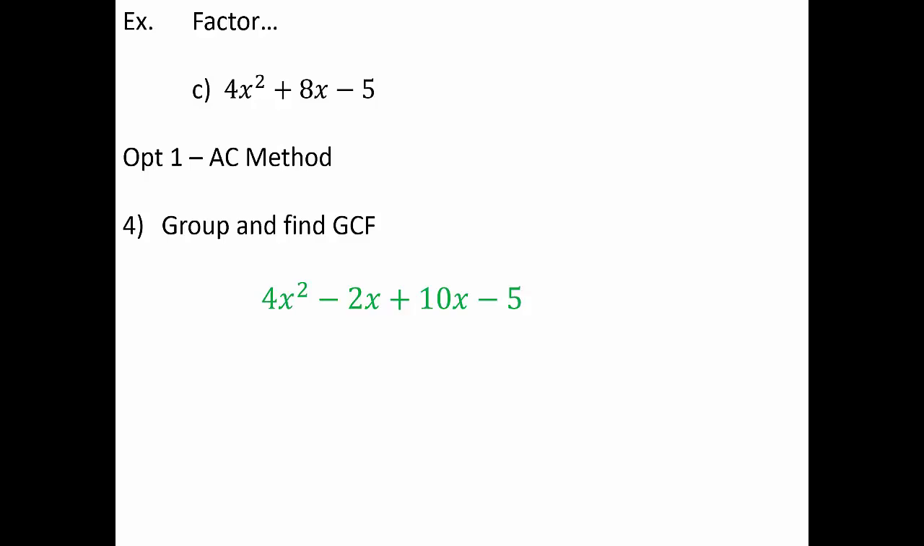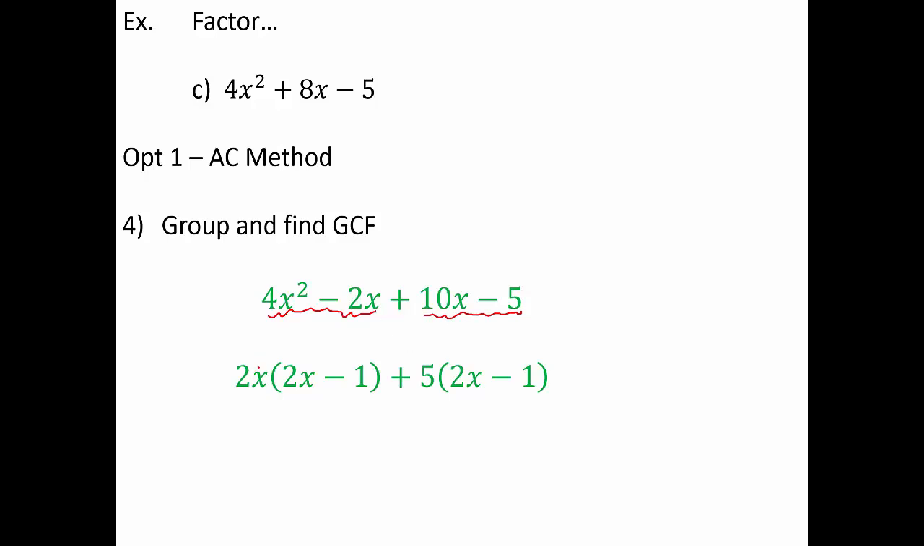Group and find GCF. So even though we're using the AC method, the GCF method is built into this process as well. Now, if you need a refresher, grouping involves grouping the first two terms and grouping the second two terms. So if I look at the first two terms and ask myself, what's the GCF? 4x squared minus 2x. Of course, the GCF would be 2x. And on the second two terms, 10x minus 5, the GCF would be 5. So what I'm going to do is pull out the 2x on the first pair. I'm going to pull out the positive 5 on the second pair.